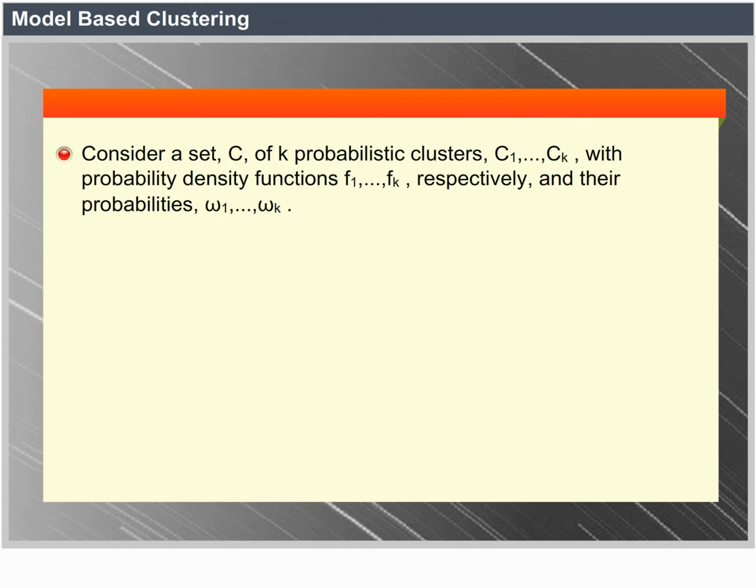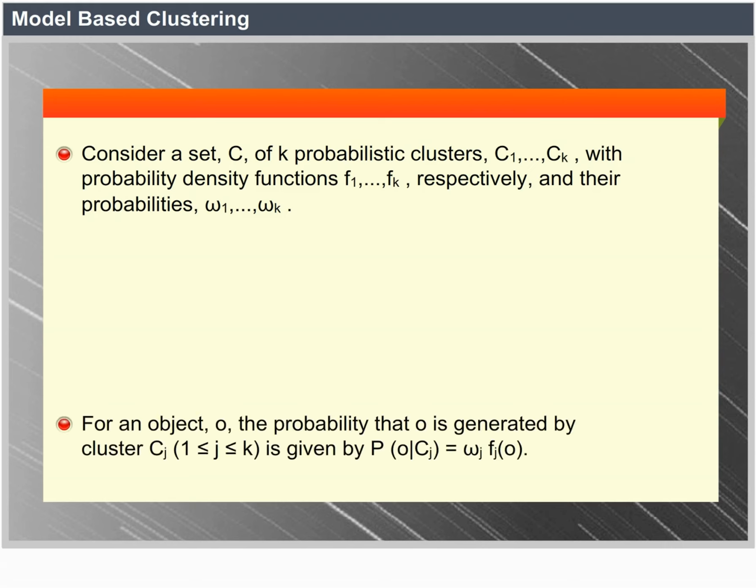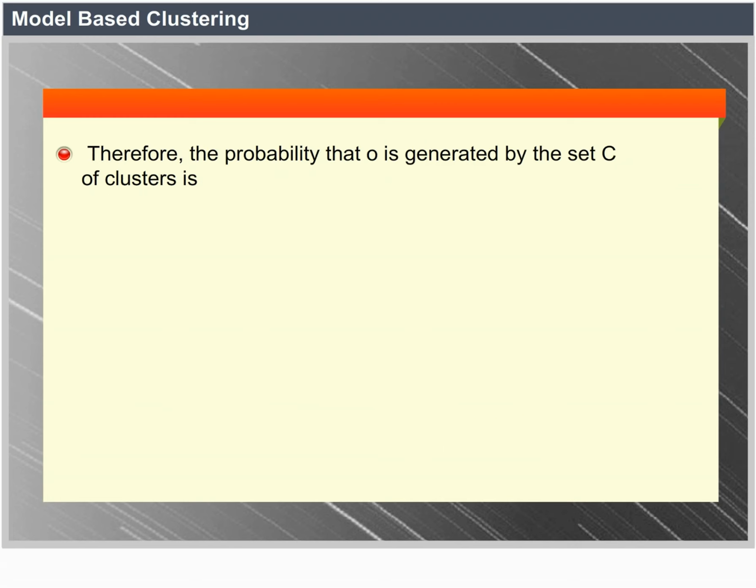For an object O, the probability that O is generated by cluster Cj, with j lying between 1 and k, is given by the conditional probability of O given Cj equals omega j Fj(O). Therefore, the probability that O is generated by the set C of clusters is the conditional probability of O given C equals the summation from j equals 1 to k of omega j Fj(O).